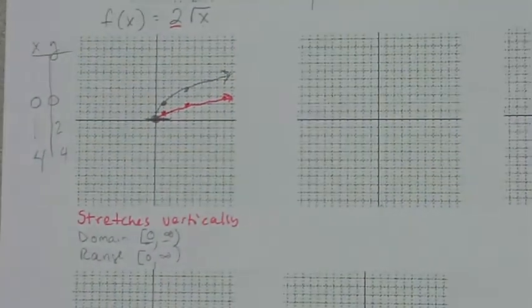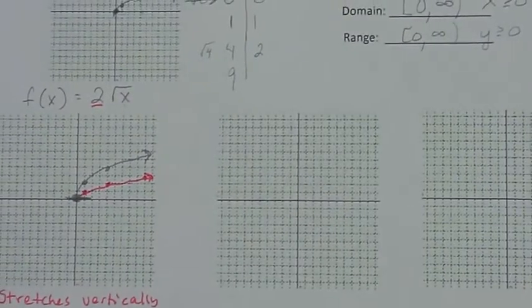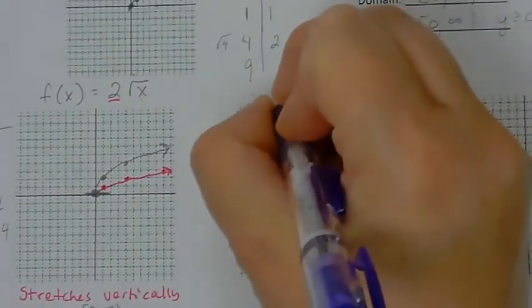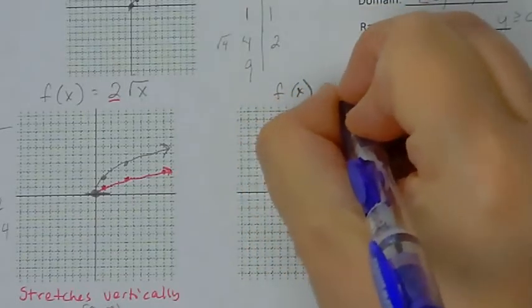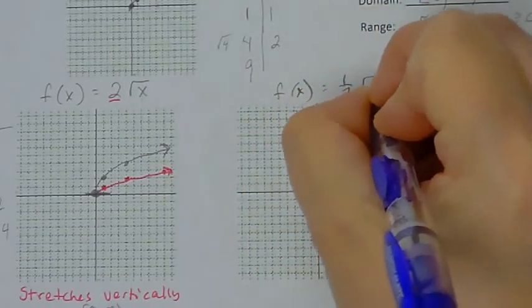Okay, let's talk about what happens if I put a number here that is smaller than 1. So let's graph f of x equals 1/2 the square root x.